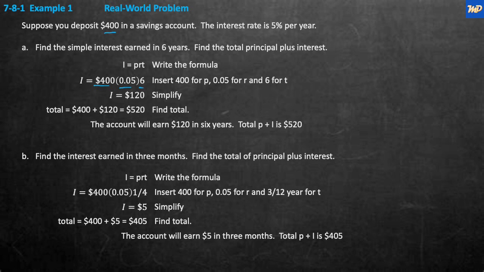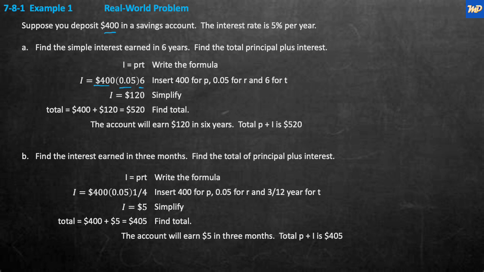The same numbers. Now we end up with I equal to 5. We've multiplied 400 times 0.05 times 1/4. And if you look at it, a fourth of 400 is 100, and 0.05 of 100 is $5. So the total, 400 plus $5, equals 405. The account will earn $5 in those 3 months. The total, P plus I, is 405.